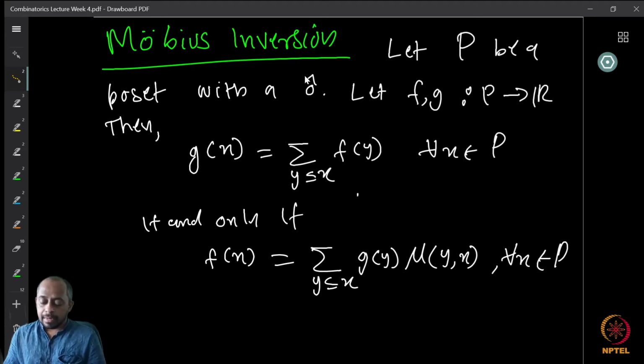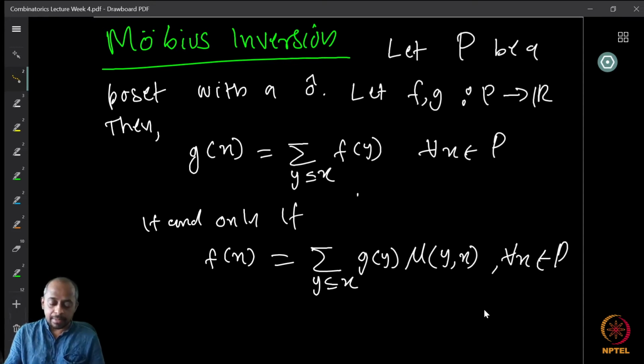So now let f and g be real valued functions on P. Then g of x is equal to the summation over y less than or equal to x of f of y for every x in P, if and only if f of x is equal to the summation over y less than or equal to x of g of y times mu of y comma x for every x in P, where mu is the Mobius function of the poset P. This is called Mobius inversion.